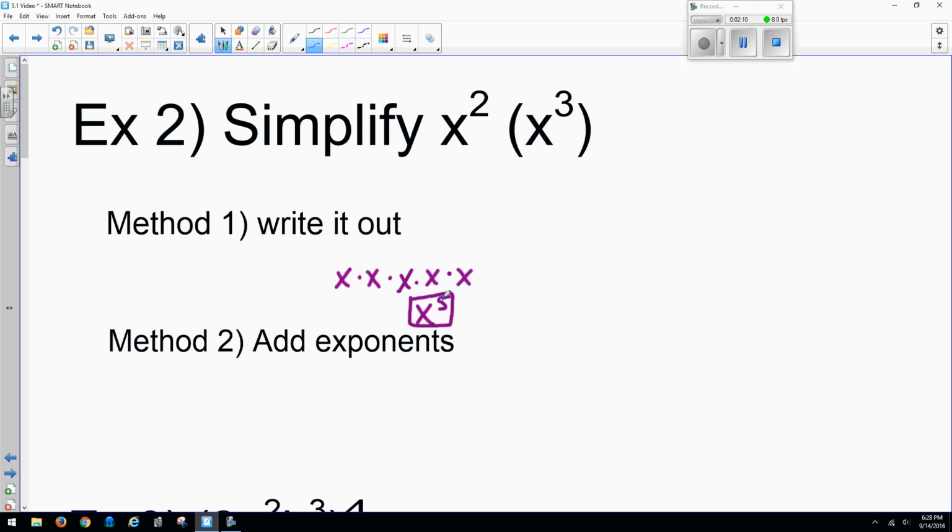Another way of doing it is just to add the exponents. So that's the rule. If you're just multiplying variables and they have the same base, so the base would be x in this case, as long as they have the same base, you're going to go ahead and add the exponents. So this would be x to the 2 plus 3 power, which would be x to the 5th. So if you remember this rule, then it's a lot easier just to add the exponents. If you don't think you're going to remember this rule, then go ahead and write it out.